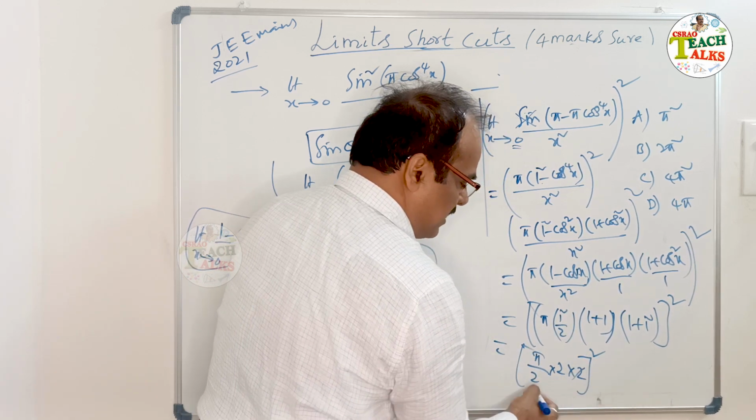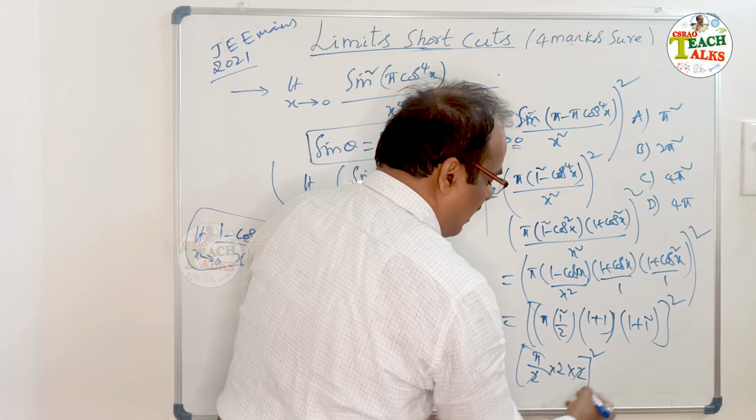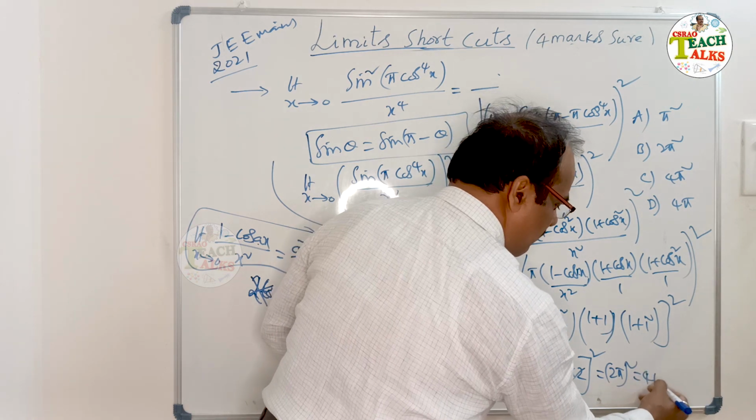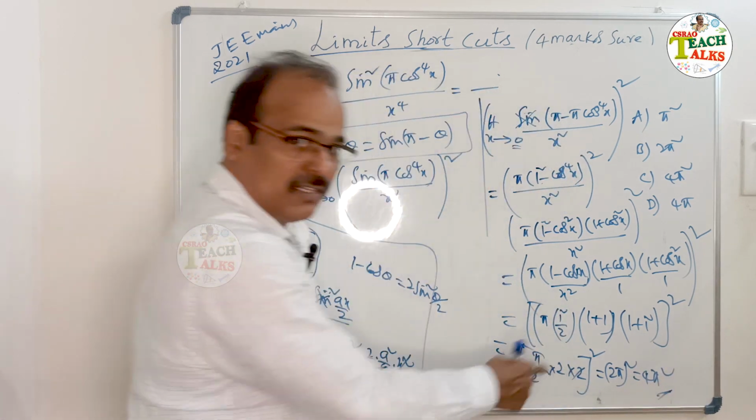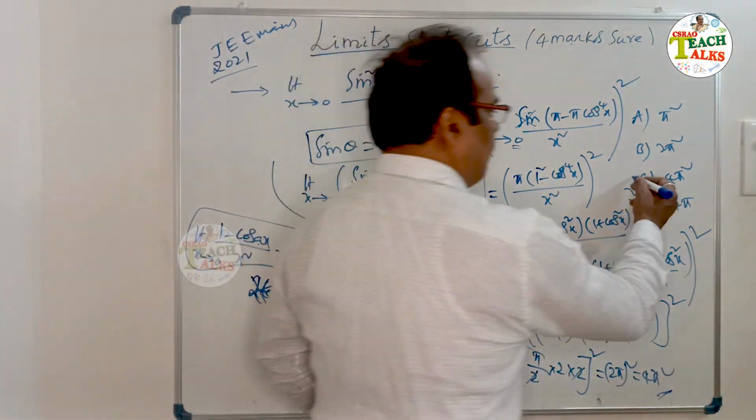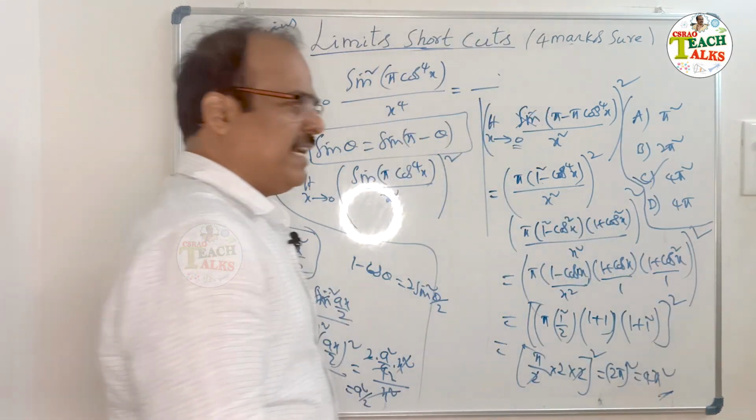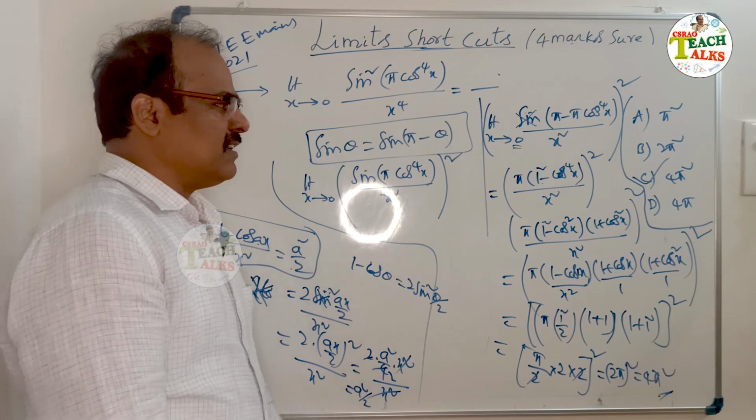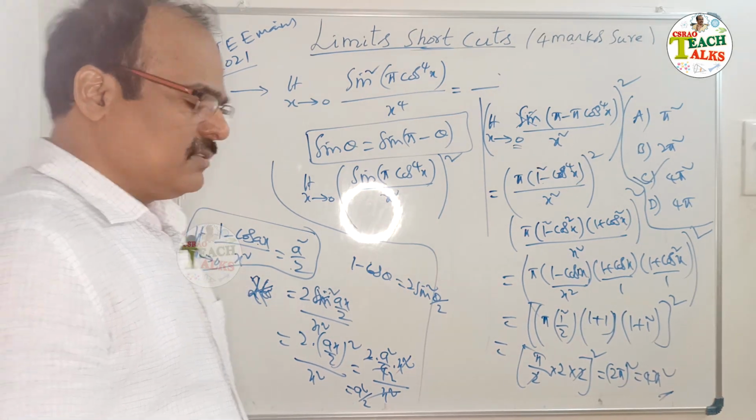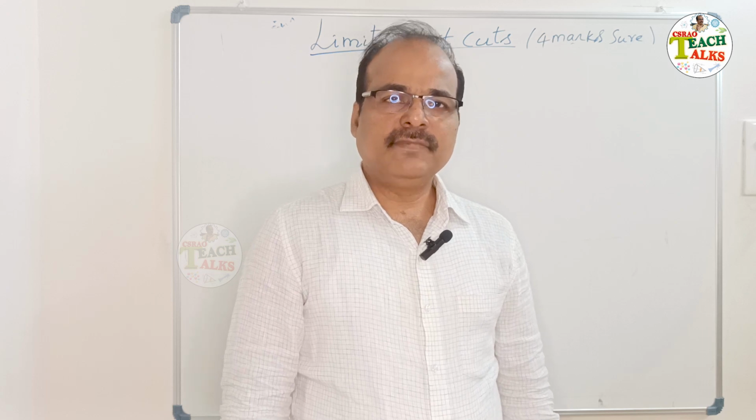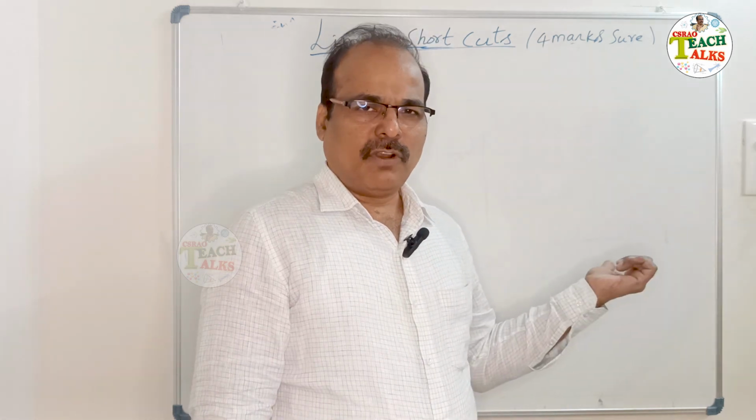And the 2 gets cancelled. What do you observe here? 2 pi whole square, which means 4 pi square. 4 pi square is the final answer. Do you understand, students? You observed now how we solve the problems.